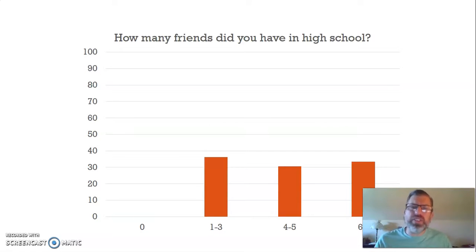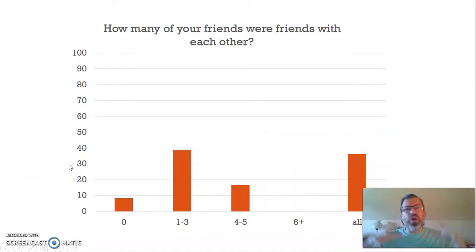But then there's a pretty even distribution where about a third of you said you had 1 to 3 close friends. About another third of you said you had 4 to 5 close friends. And then the final third or so said you had a lot of friends, 6 or more very close friends from high school. So that's an interesting feature of the data so far. But the next question was, how many of your friends were also friends with each other? So now we're getting at that network structure. It's not just your relationship to other people, but their relationship to other people as well. And so you can think about how tightly knit social networks are.